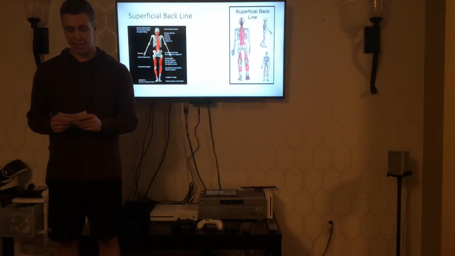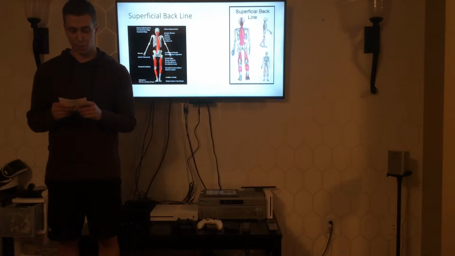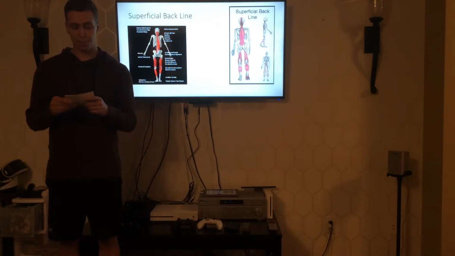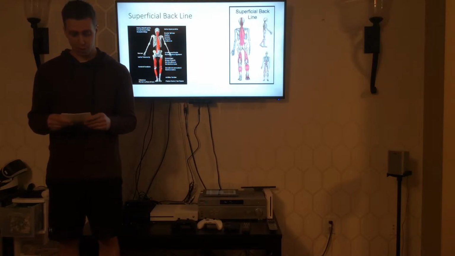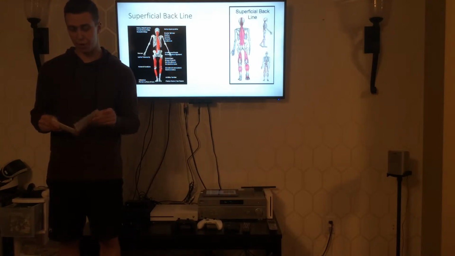The SBL begins at the bottom of the toes and runs along the posterior side of the human body. You can see this in the diagram behind me. Some of the primary muscles in the SBL are the plantar fascia, the Achilles tendon, the gastrocnemius muscles, the hamstrings, the sacrotuberous ligament, the lumbosacral fascia, the erector spinae, and the galea aponeurotica.